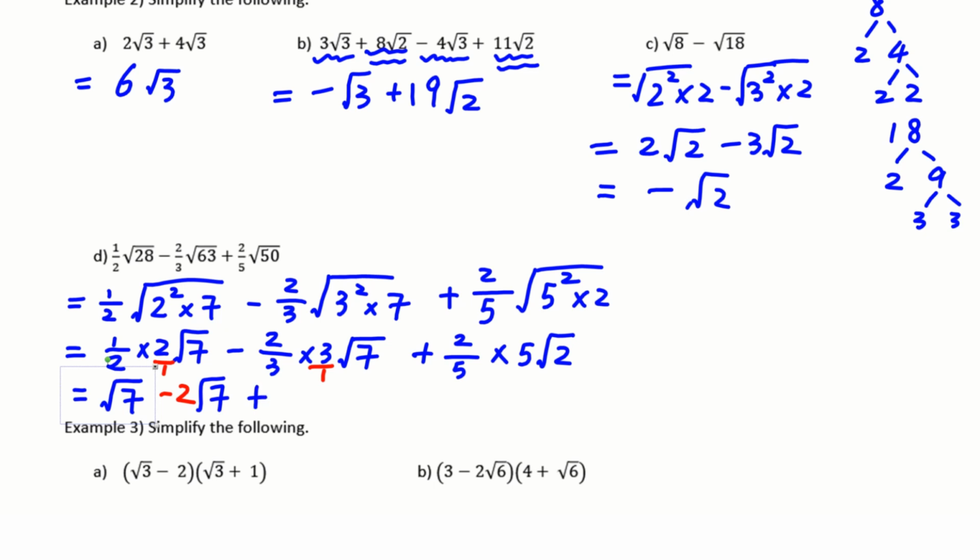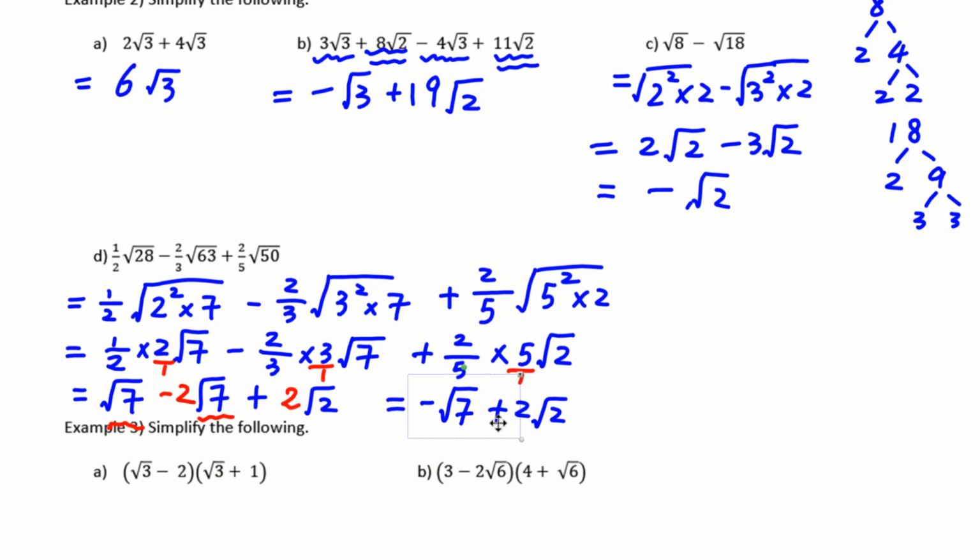Then plus 2 over 5 times 5 over 1. 2 times 5, 5 times 1 is 10 divided by 5, we have 2. Then square root 2, the same radicals. Square root 7, they are the like radicals. We collect these two like terms. So 1 minus 2 gives you negative 1. Negative square root 7 plus 2 square root 2.